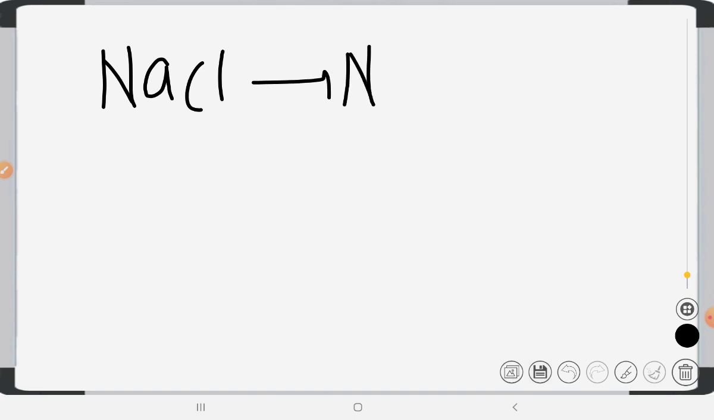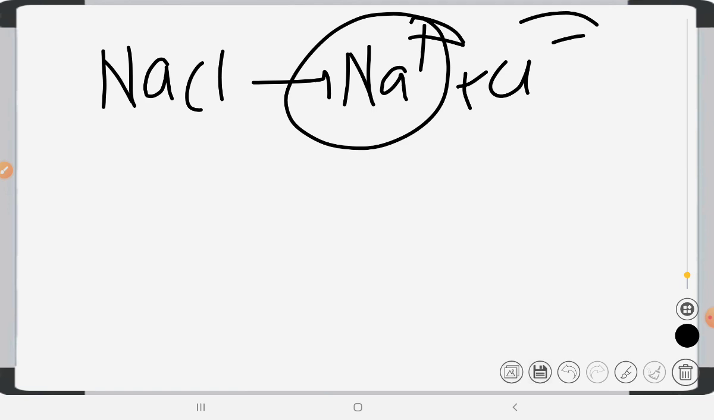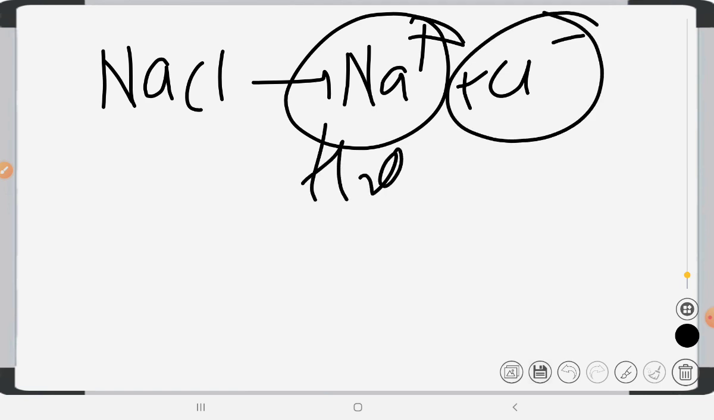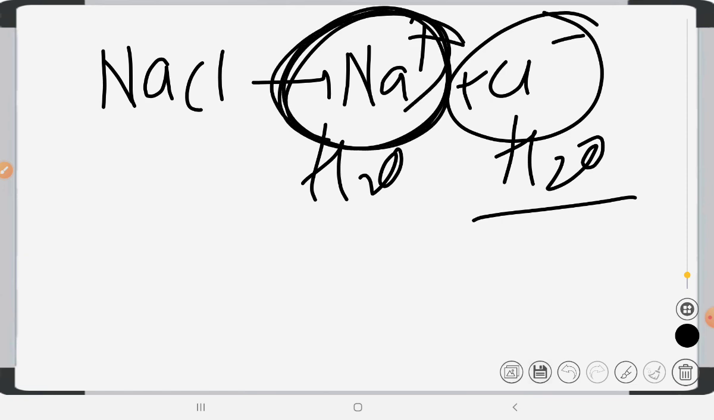NaCl gives Na+ and Cl- ions. These ions get surrounded by H2O molecules. That means solvation or hydration takes place. When they are surrounded by H2O molecules, they lose the attraction between Na+ and Cl-. They are easily free to move, and that's why the conductance increases.